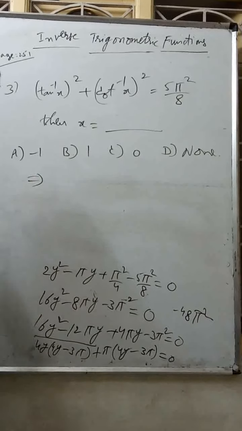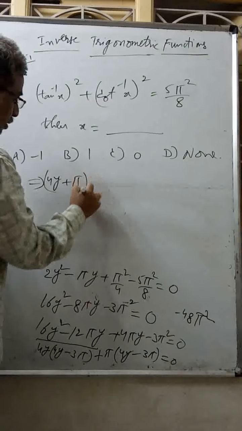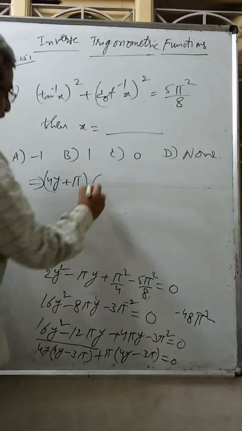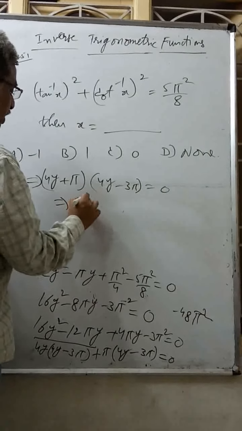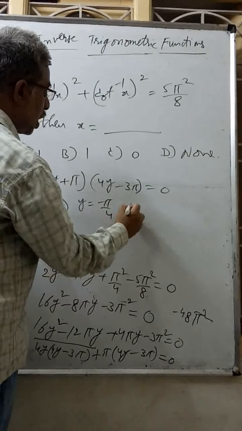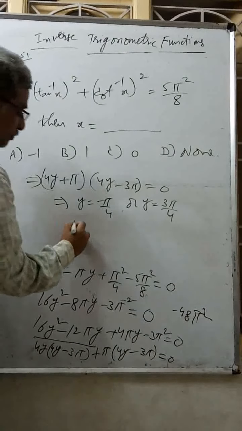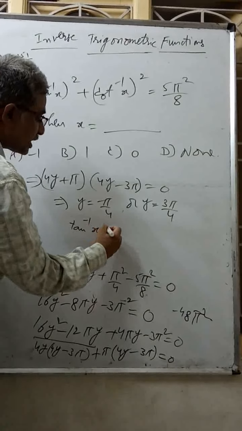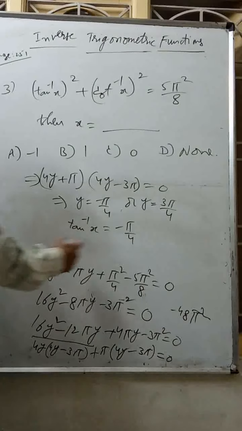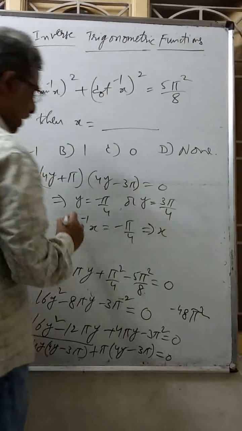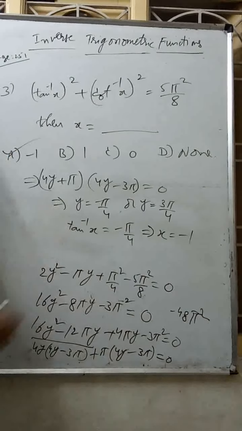So this implies (4y plus pi) into (4y minus 3 pi) equal to 0, implies either y equal to minus pi by 4 or y equal to 3 pi by 4. y is tan inverse x, so the range of tan inverse x must be between minus pi by 2 to plus pi by 2. That's why I am taking minus pi by 4. Implies x equal to tan of minus pi by 4, which is nothing but minus 1. So our option is the first option.